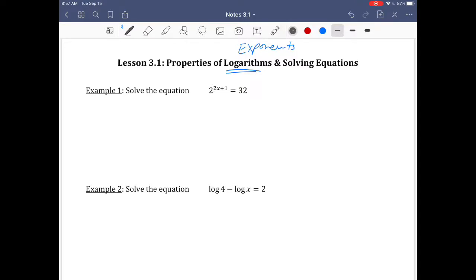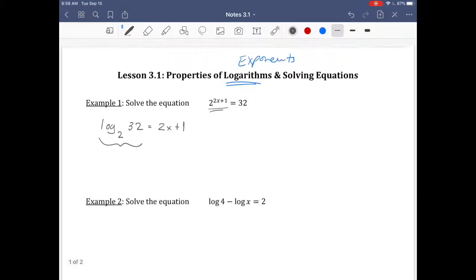The first one, 2 to the 2x plus 1 equals 32. What you'll probably want to do is rewrite this as a logarithm, so we'll get right to that. This will be log base 2 of 32 is equal to 2x plus 1. And what that enables you to do is this side can be evaluated right away. If you know off the top of your head that that's 5, awesome.